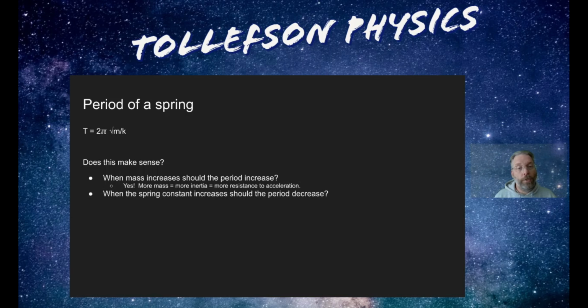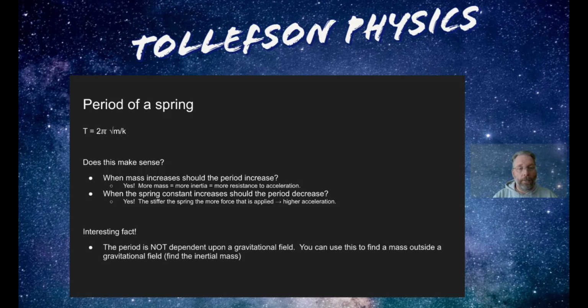Okay, so when the spring constant increases, should the period get smaller? It's the opposite, not quite inverse, but yeah, it should actually do that, because what does spring constant mean? The higher the spring constant, the stiffer the spring. The stiffer the spring, the bigger the force. The bigger the force, the higher the acceleration. And so yeah, that should actually decrease the time.